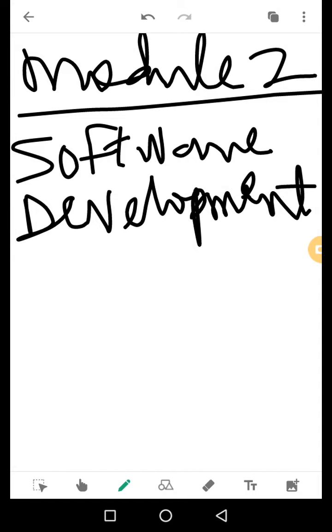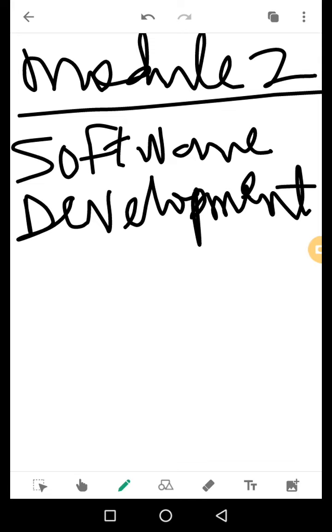So under this module 2 now, we have software development. So I want to start with the definition of software development. Software development can be defined as the set of activities that results in software products. Software development may include research, new development, modification, re-engineering, maintenance, or any other activities that result in software products. Are you getting it now?